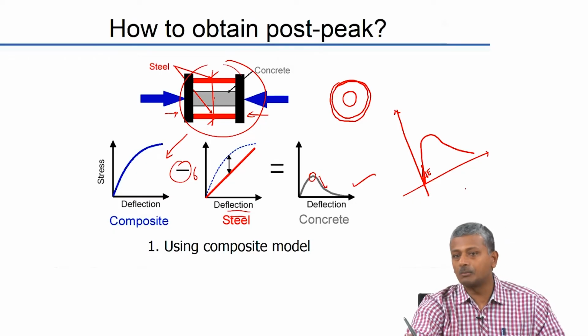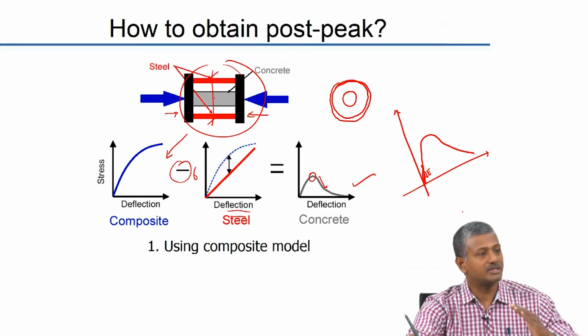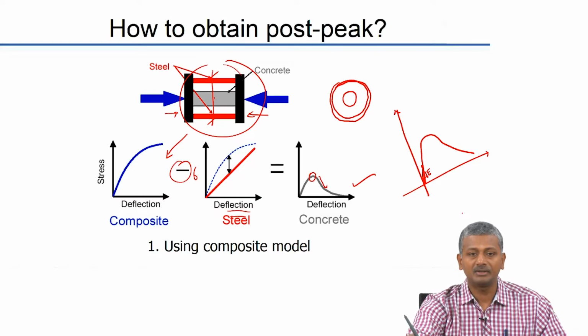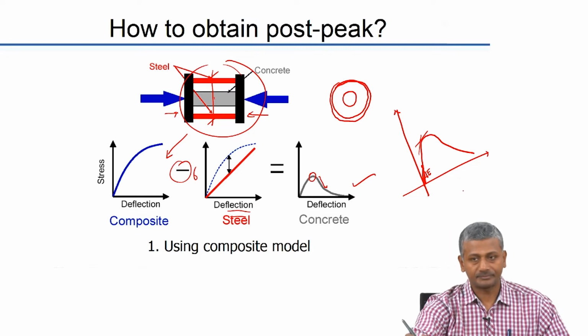Another way of representing modulus of elasticity could be the tangent modulus. Since this is a curve, you can take a tangent at any point and represent that to be the tangent modulus. What you need to understand is that the tangent modulus value will keep decreasing as you approach the peak load.